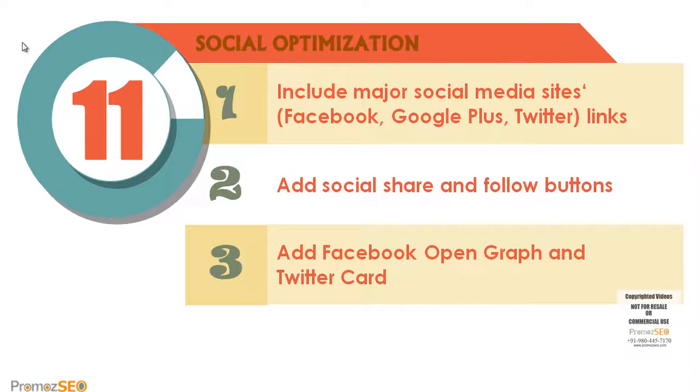Next point is social optimization, the 11th point, and this is again another important thing. There is something called social signal. So you must use social signal on your site. You must include all the social media links. You may have a Facebook page, you may have a Google Plus page, you may have a Twitter account, you may have a Pinterest company page, you may have a LinkedIn company page, you may have a YouTube channel.